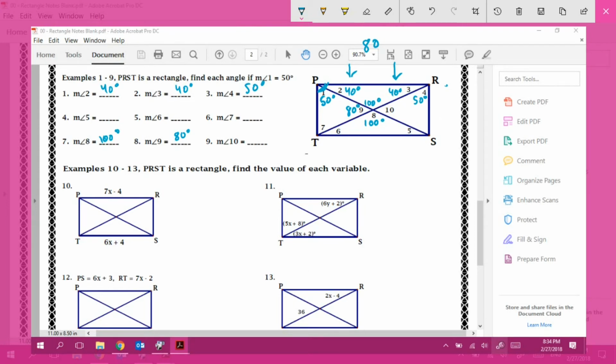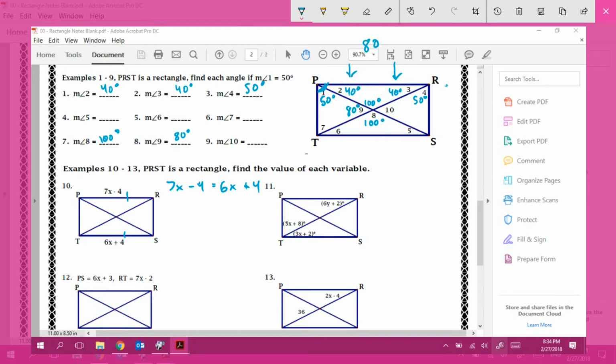Number 10. We've got two sides. These two sides are going to be congruent. You can even tell by the picture, which means the equations are equal to each other. 7x minus 4 equals 6x plus 4. All right, so you're going to solve this and find your answer.